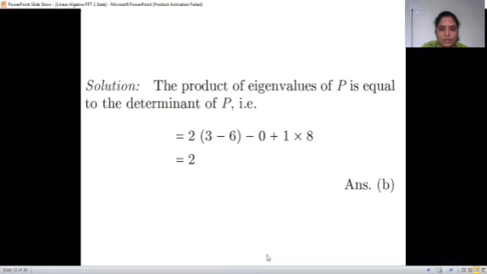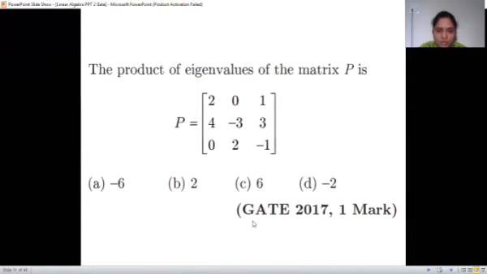It is saying B, 2. The product of the eigenvalues is equal to the determinant of P. We know this. Prajakta, you only have told me that. The product of the eigenvalues is nothing but the determinant, right? And what is asked is the product of eigenvalues.